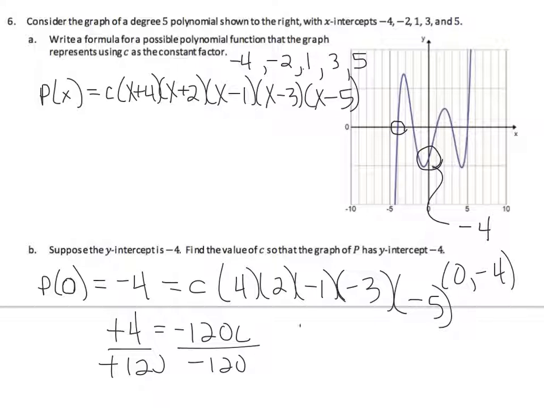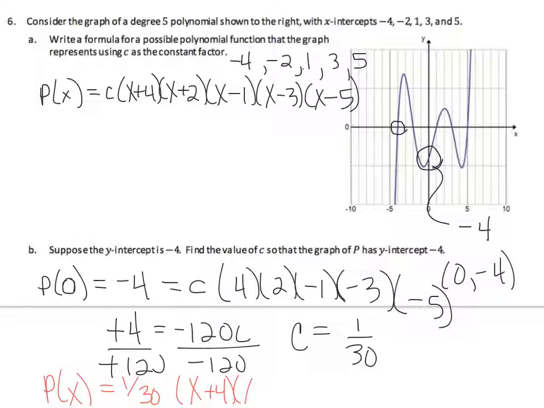So positive c is 1/30. Seems really, really wrong, but it is in fact right. So let's write our equation. I have p of x equals 1/30 times x plus 4, x plus 2, x minus 1, x minus 3, and x minus 5. All done.